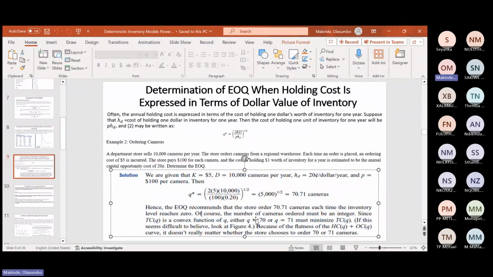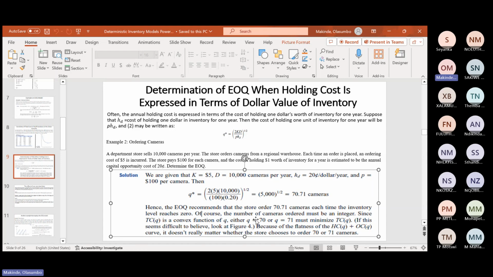And they can also ask you, in line with the first example we did, by how much the total cost will increase if you buy 75 cameras or 80 cameras. You can follow the same principle as in the other examples I gave you to do it. So those are possible additional questions you can have in addition to what we have here.